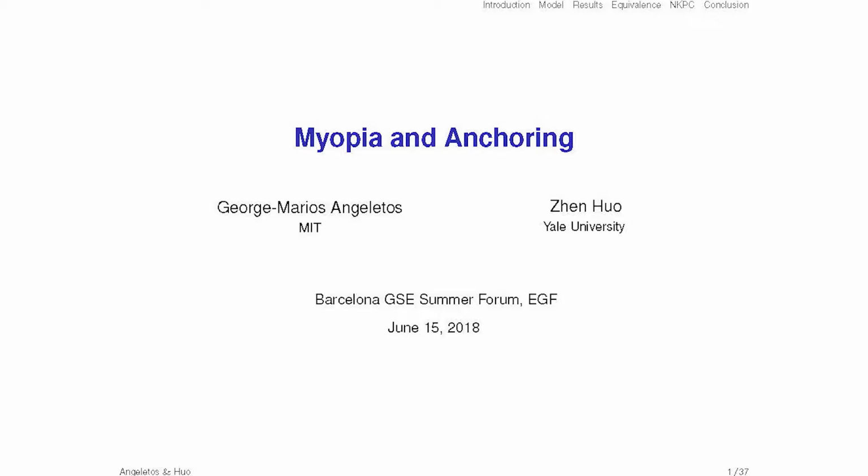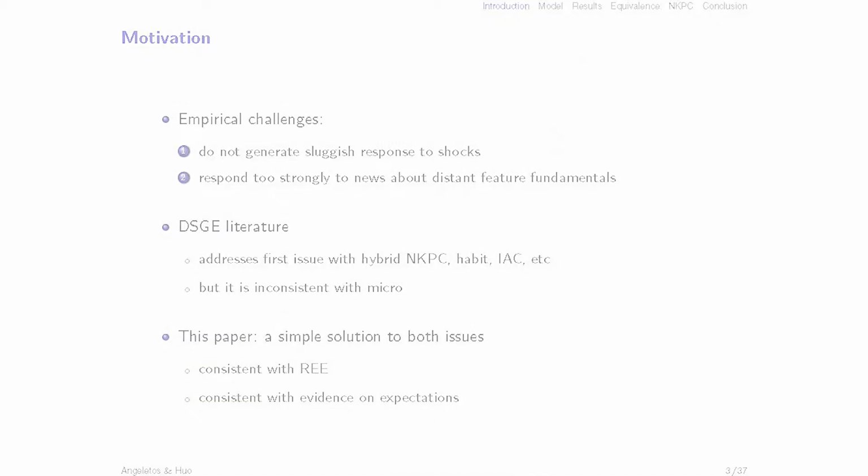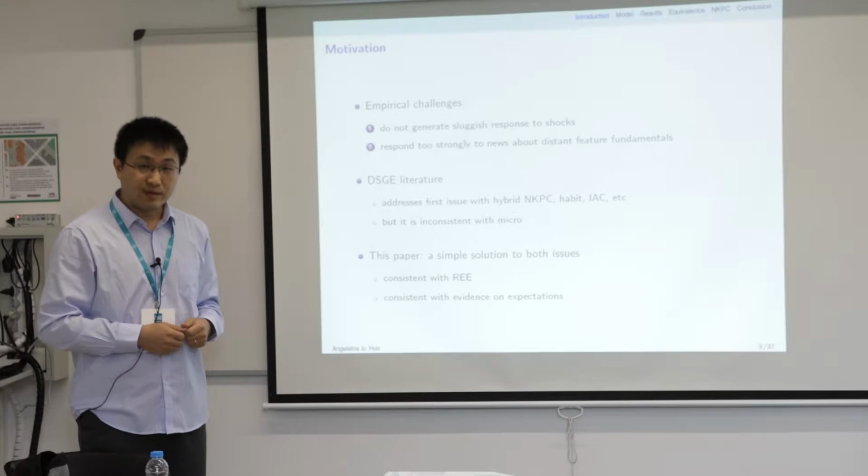The challenge here is the following. This forward-looking model cannot really match this empirical regularity, which is, if you look at the macro aggregate variable response to identified shocks, typically they have a hammer-shaped response or sluggish response. And this textbook version forward-looking model cannot deliver this hammer-shaped response.